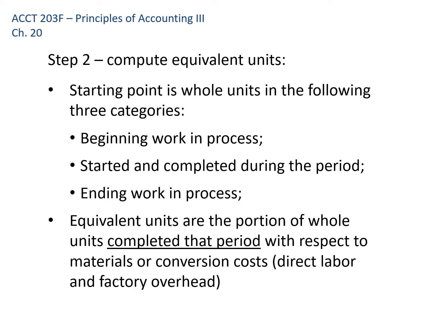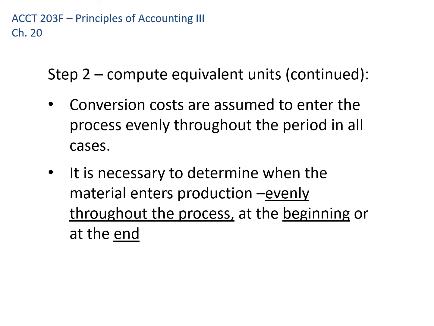Okay, next slide. So the conversion cost, that's the labor and overhead, are assumed to enter the process evenly throughout the period. Okay, so in all cases, we're assuming an even flow of labor and factory overhead into the units, and we combine those two. If you remember from chapter 18, we combine those two and call them conversion costs.